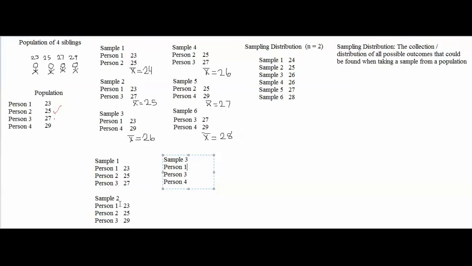Oh, I'm sorry, I made a mistake over here. So I need to fix this. This is supposed to be person 1, person 2, and person 4. Leaving out person 3.